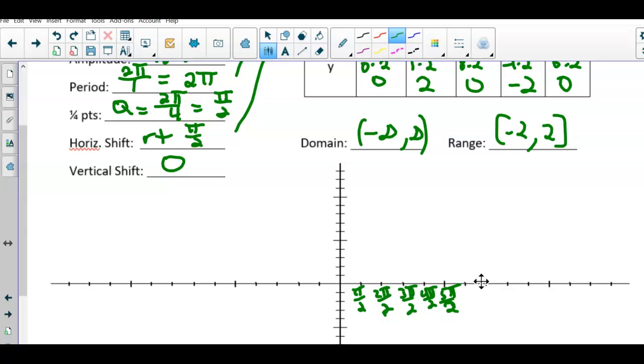Now I'll plot my y values. At pi over 2, it's 0. At 2 pi over 2, it's 2. At 3 pi over 2, it's 0. At 4 pi over 2, it's -2. And at 5 pi over 2, it's 0. So now if I just change this color for a second, I'll connect the dots. And that would be the graph of this particular function.